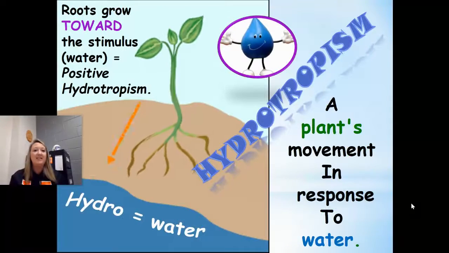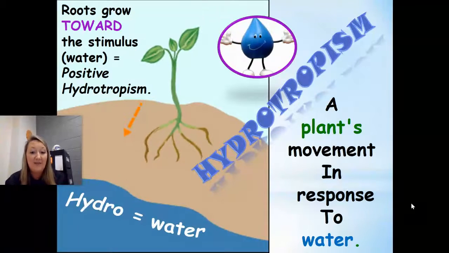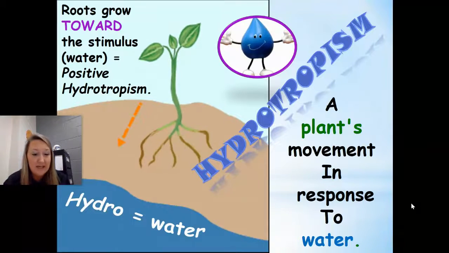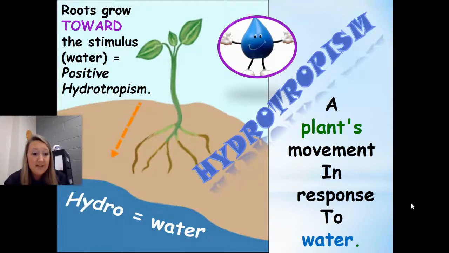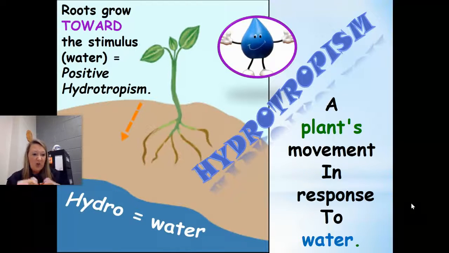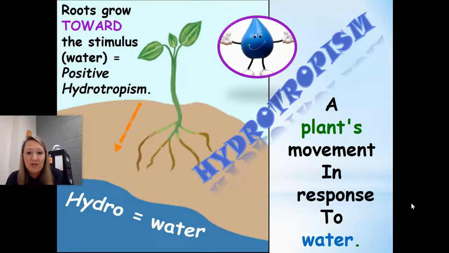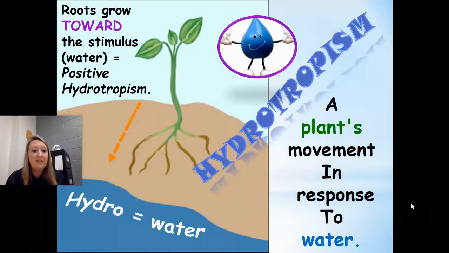Hydrotropism has to do with hydro, water, right? This is when roots grow towards the stimulus, the water, right? Positive hydrotropism. That's when plants really want to get towards water, right? We see this sometimes in swampy areas. They have these huge, big root systems that have grown towards the water, so much so that now they're underwater, right? This is a plant moving in response to water.